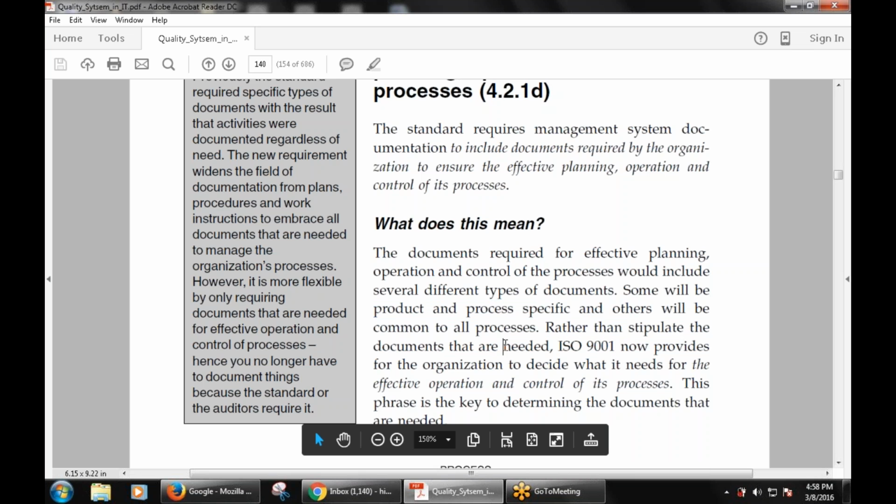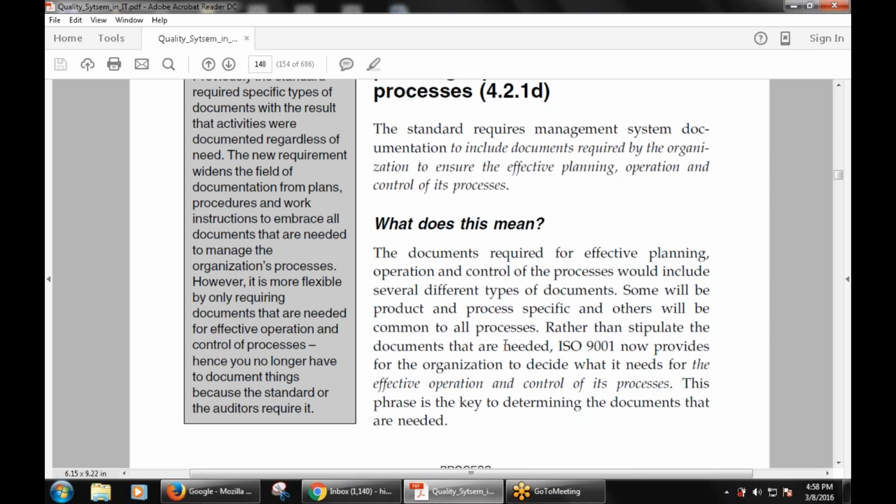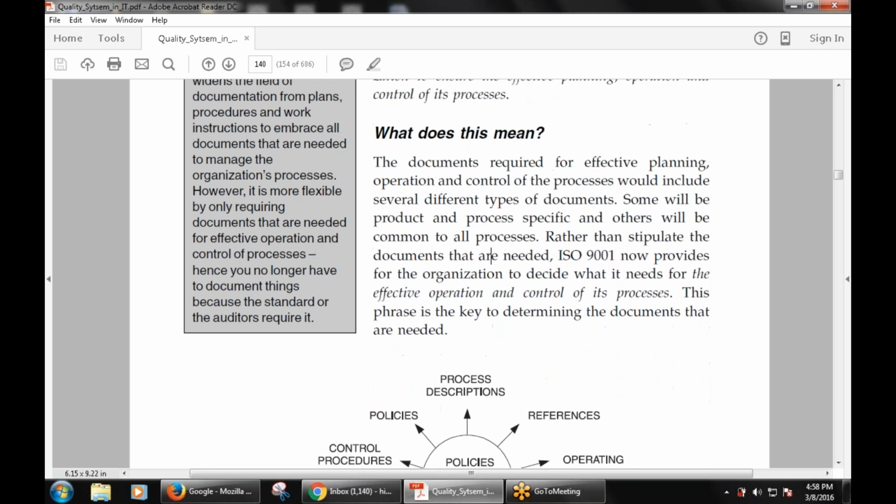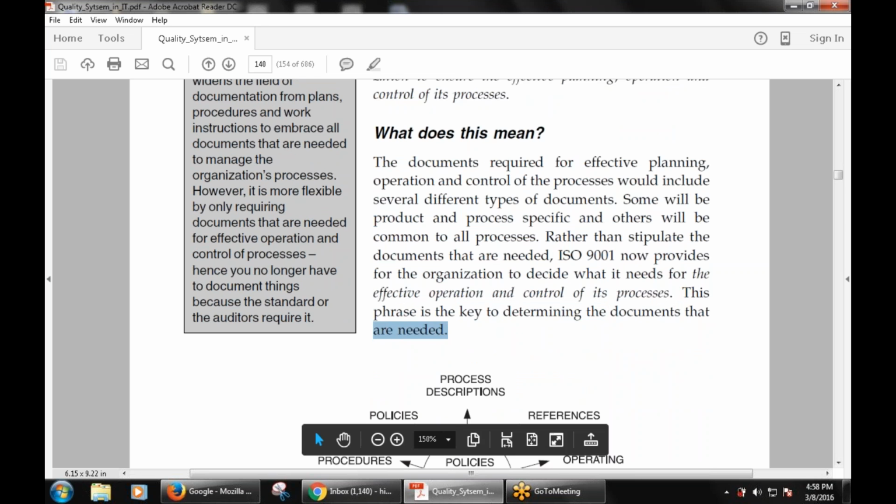So ISO 9001 now provides for the organization to decide what is needed for the effective operation and the control of the processes. And this phase is the key to determining the documents that are needed.